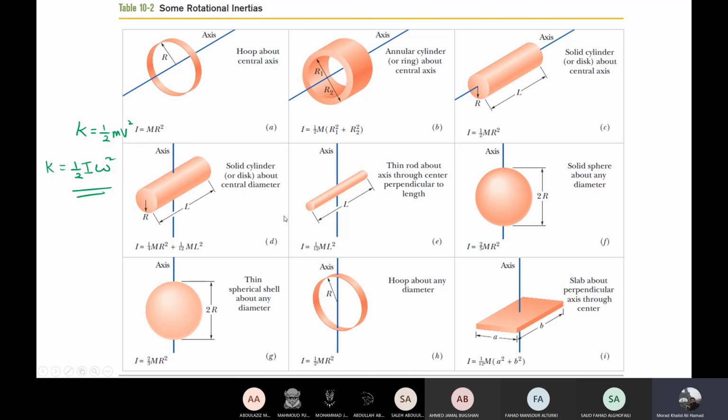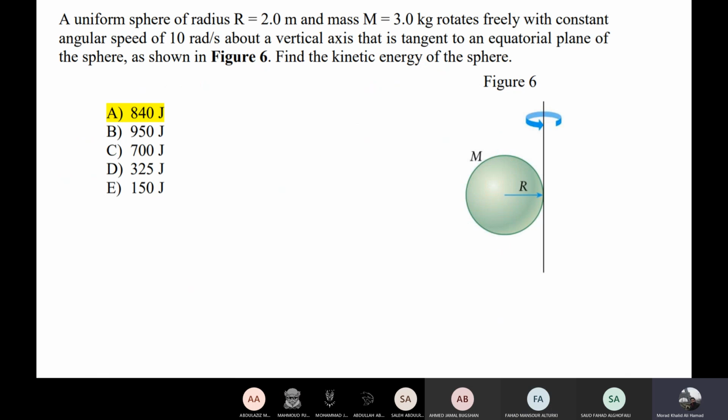By the way, I put this slide just to remind you that I will be given in your exam in the formula sheet. It's either directly given like a number, or it's said, for example, that we're going to use a solid cylinder rotating about its center diameter, or a thin rod about an axis through the center perpendicular to its length. So it will be mentioned in the question, and you don't have to know it by heart.